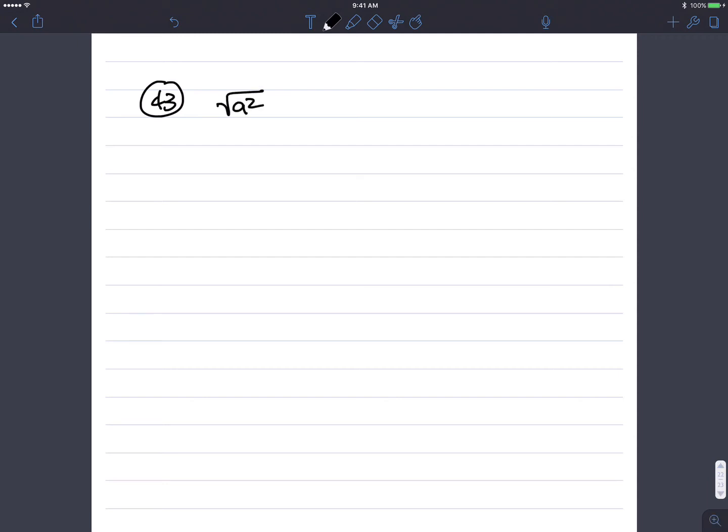43. The square root of a squared minus the square root of b squared. Both of these radicals can be simplified. The square root of a squared is a. The square root of b squared is b. These terms are different and we cannot combine them. We're done.